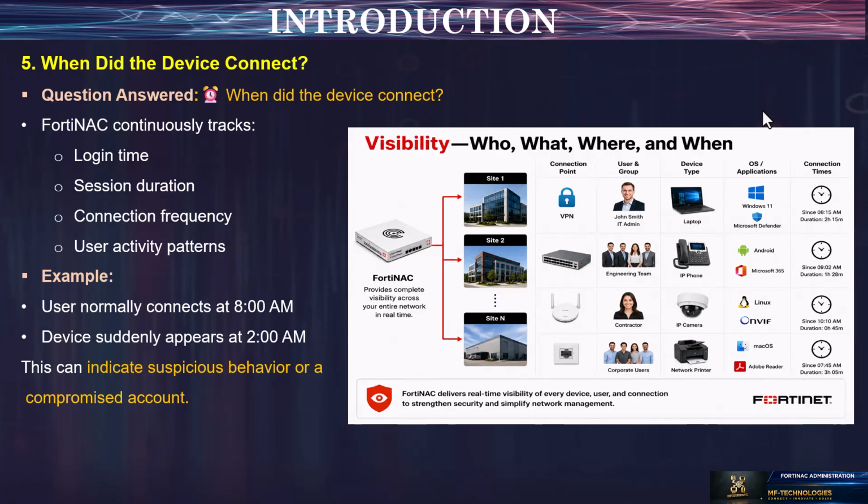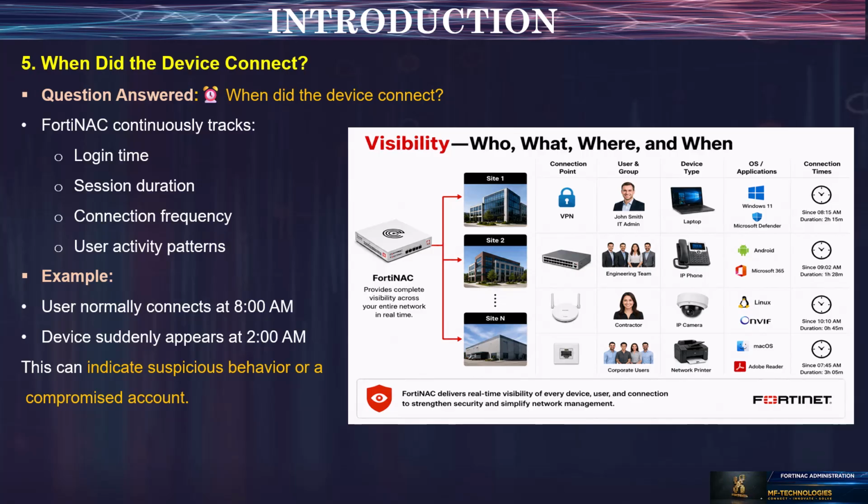Because Fortinet continuously tracks login time, session duration, connection frequency, and user activity patterns. All of this information is important for FortiNAC from a security perspective. For example, a user normally connects at 8 a.m. from a specific location, and suddenly a device appears at 2 a.m. in a different location. This can indicate suspicious behavior or a compromised account, because the same user is suddenly appearing from a different location and at a different time.